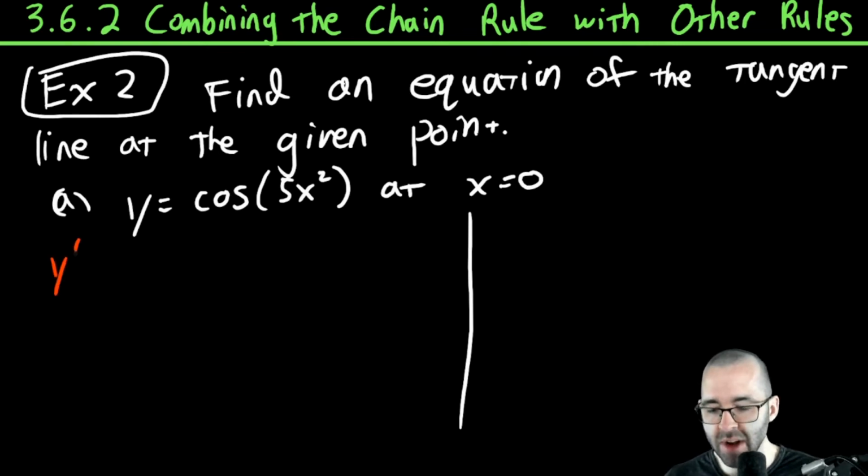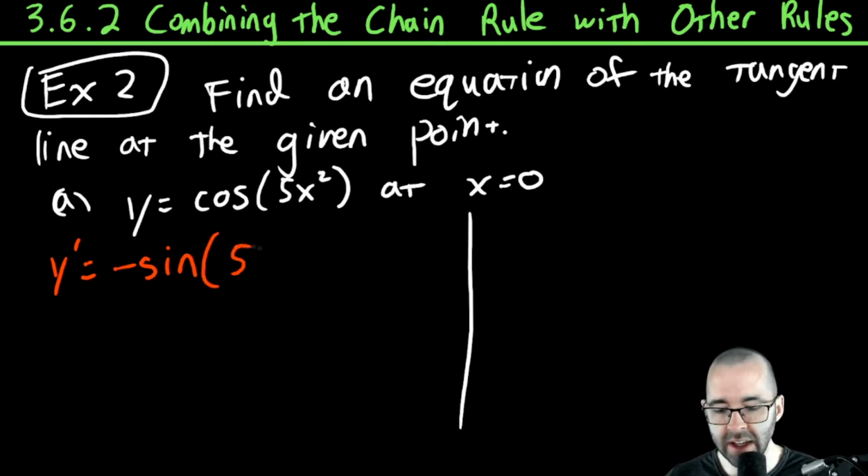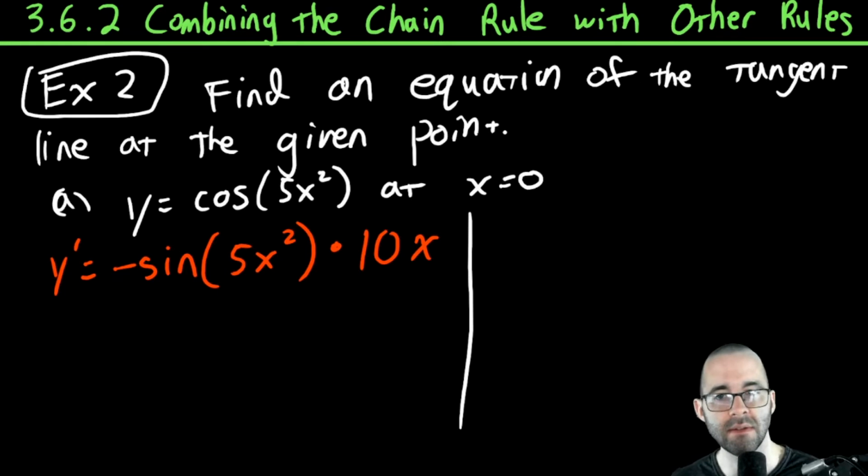We're going to say that y prime is the derivative of the outside function, negative sine, leave the inside function alone, and multiply by the derivative of the inside function. All right? And there it is right there.